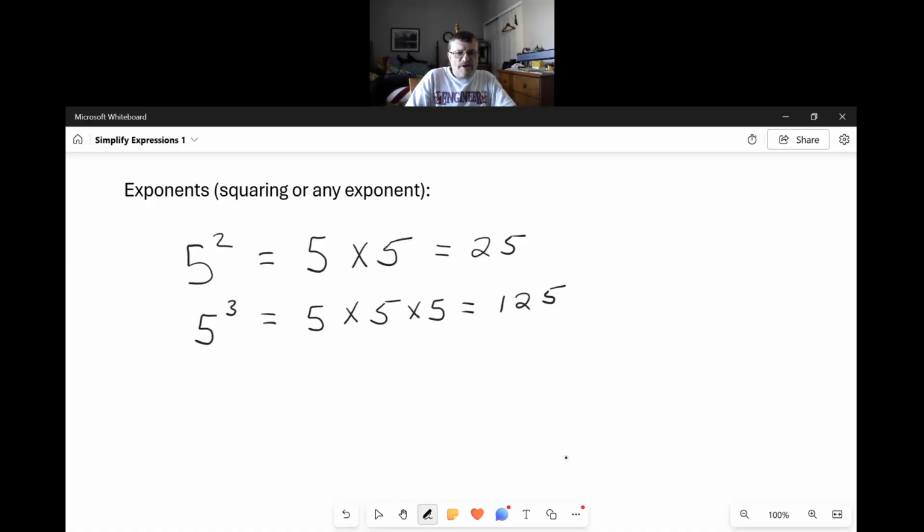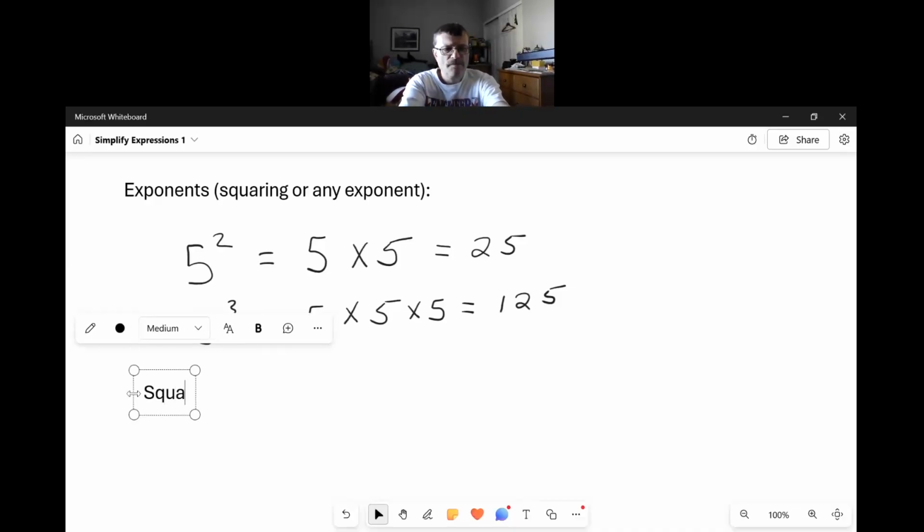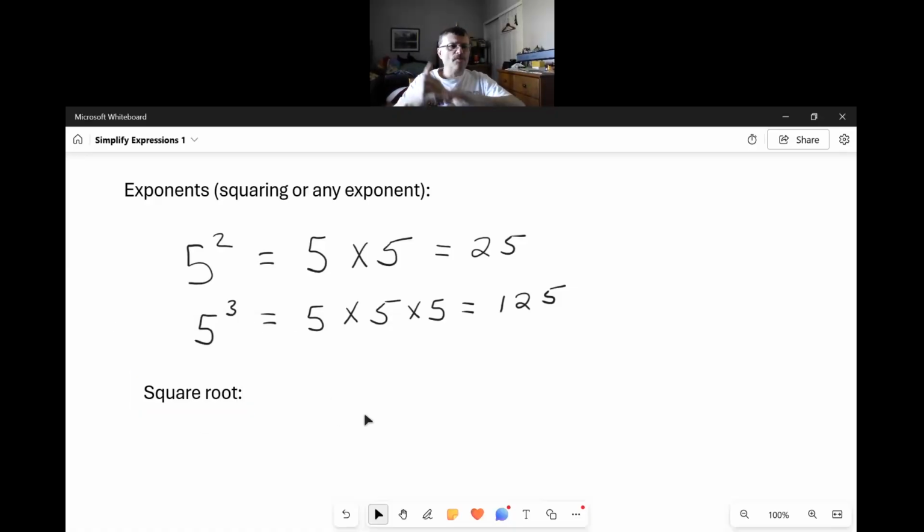What I want to also talk about today is square root and what the component of square root is. Square root is nothing more than the opposite of squaring a number. It is not divided by 2. So for example, let's use this example here: 5 squared is 25. So the concept of the square root is this.